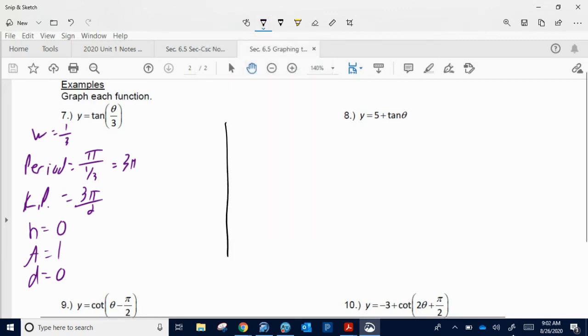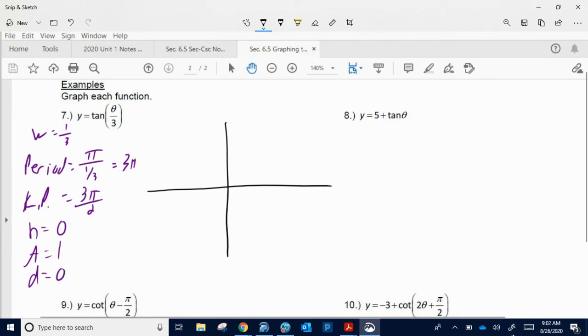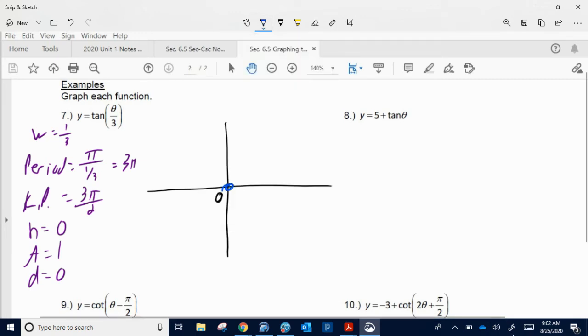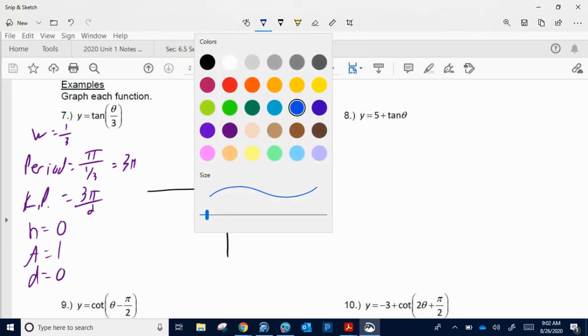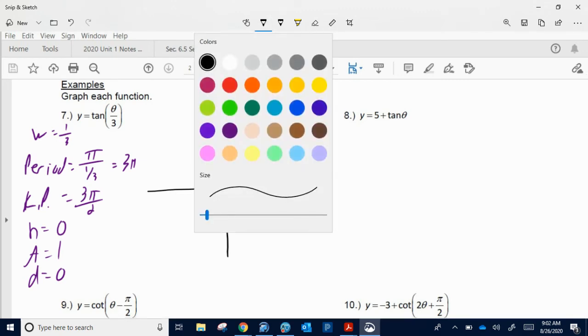So the curve: phase shift of 0 tells me to start at the start. Tangent is going to have a point. Tangent gets to the point. I move forward a key point of 3 pi over 2. That will be an asymptote.